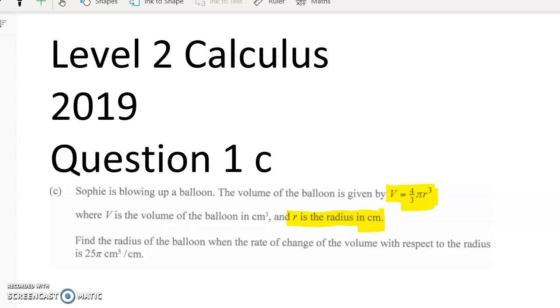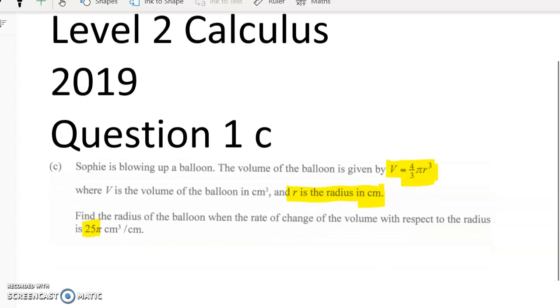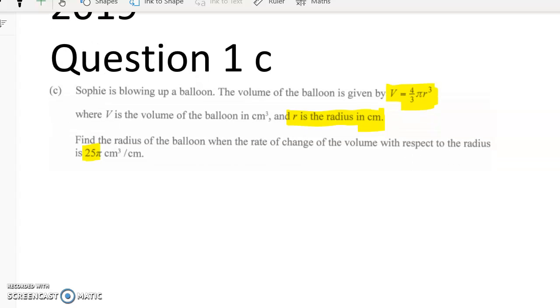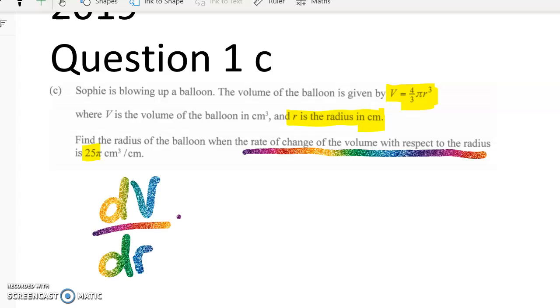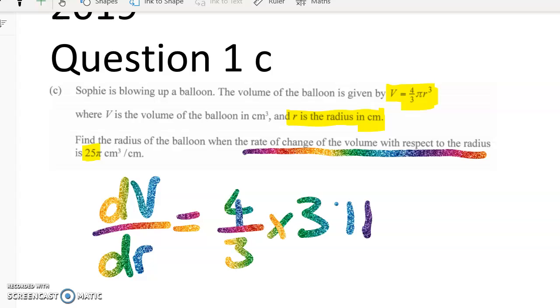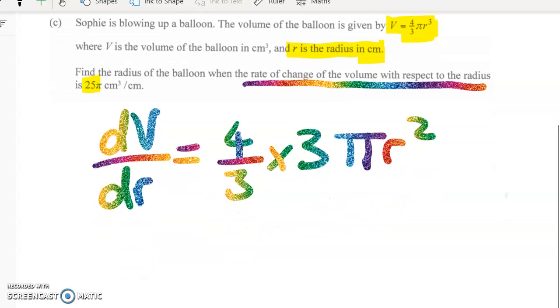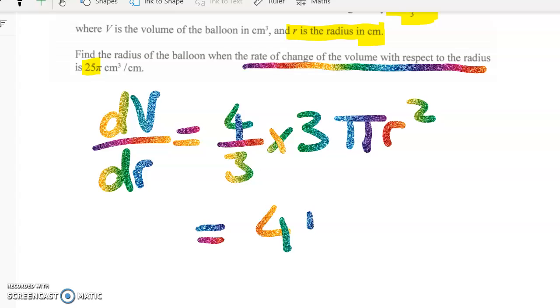We have to figure out the radius when the rate of change of the volume with respect to the radius is 25 pi centimetres cubed per centimetre. Now don't freak out about the pi being in there, that actually makes our lives easier. All we have to do is to start by finding the rate of change of volume with respect to the radius. So dV by dr is equal to 4/3 times 3 pi r squared, which simplifies to give me 4 pi r squared.